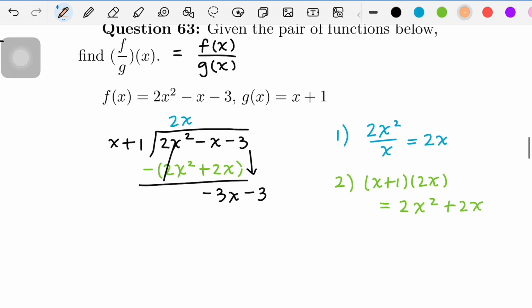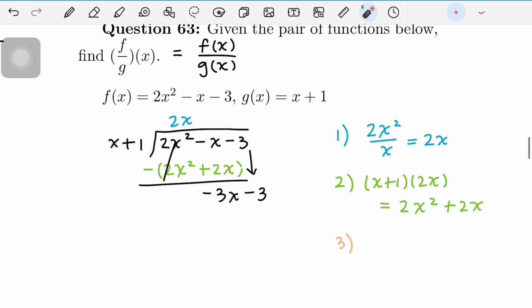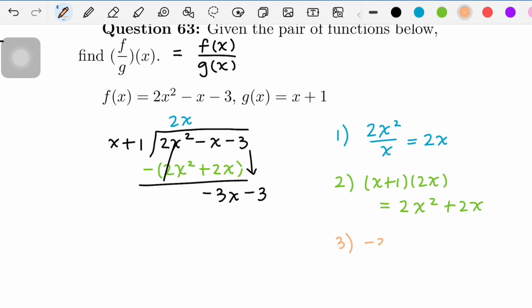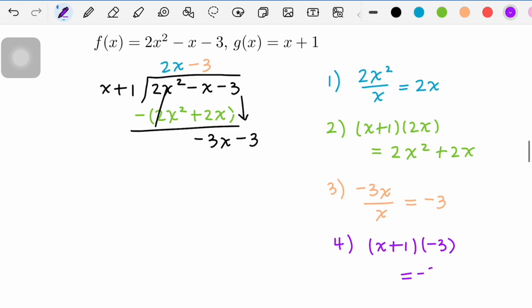So we're going to repeat this process here. We're going to divide the leading term here by the leading term in this guy. So minus 3x divided by x gives us a minus 3. So that result will go up here. And then we're going to multiply that result by our divisor. Doing so, this will give us a minus 3x minus 3, and that's what we're going to subtract out from this guy.